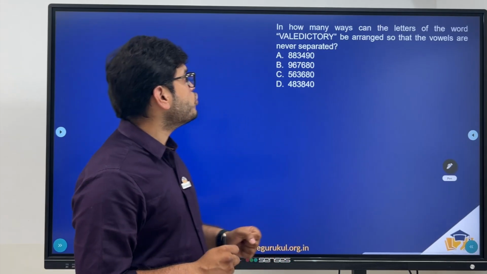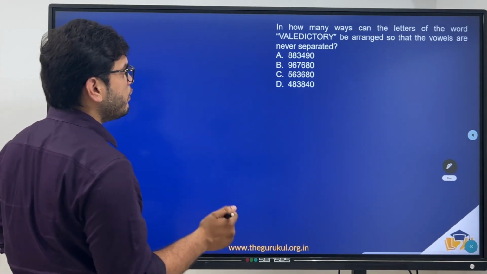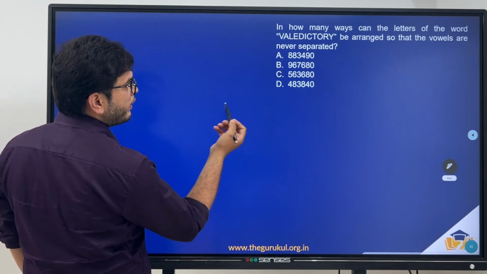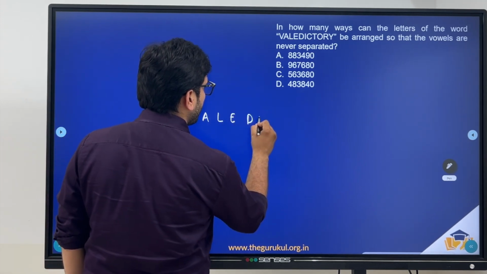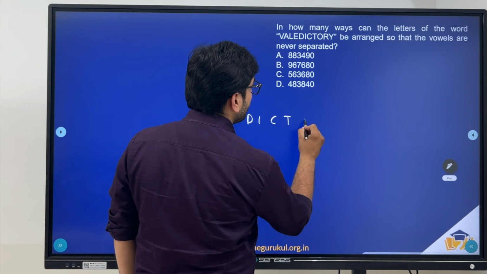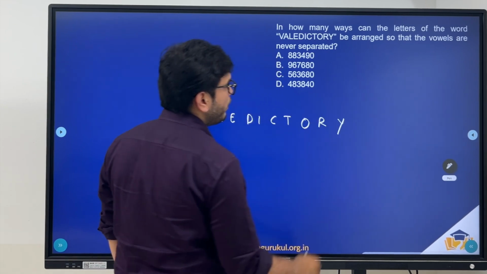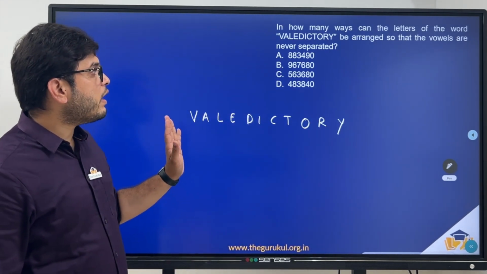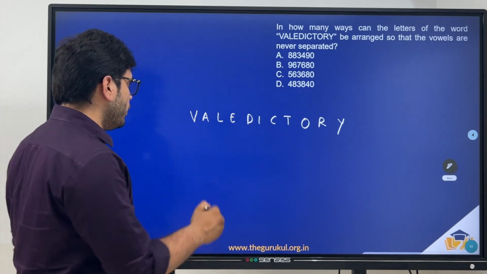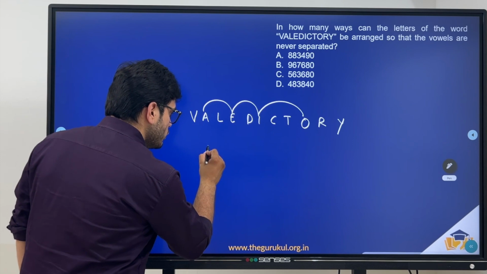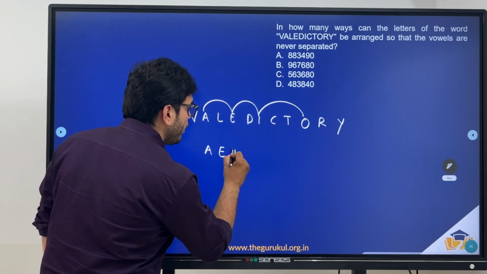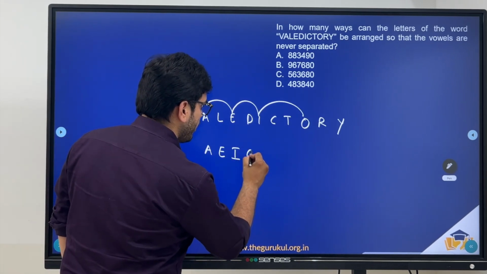Now coming to the fourth question. In how many ways can the letters of the word VALEDICTORY be arranged so that the vowels are never separated? So vowels should be together. Now what are the vowels? A, E, I and O.